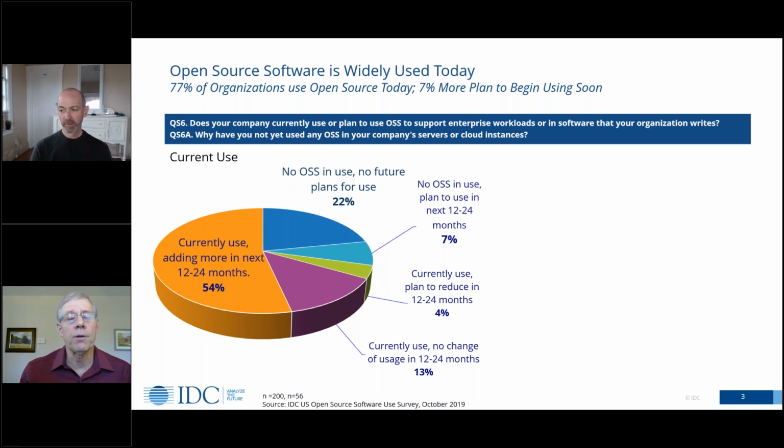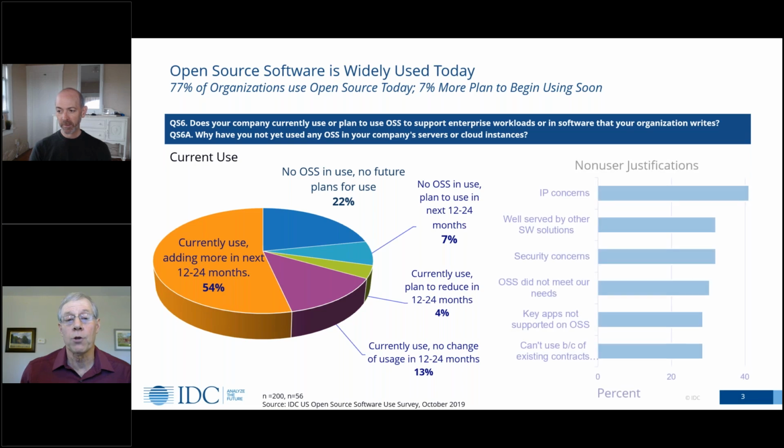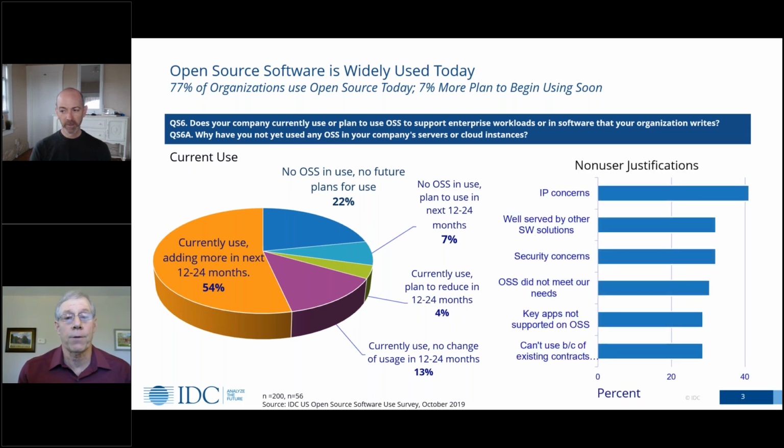So for the people that are not using open source software, why would they not use it? These are some of the justifications that people tell us. People typically cite things like intellectual property concerns, or maybe their needs are already pretty well served by other software solutions they're using. And the third item here is that people have concerns about security, which, by the way, is not unusual.